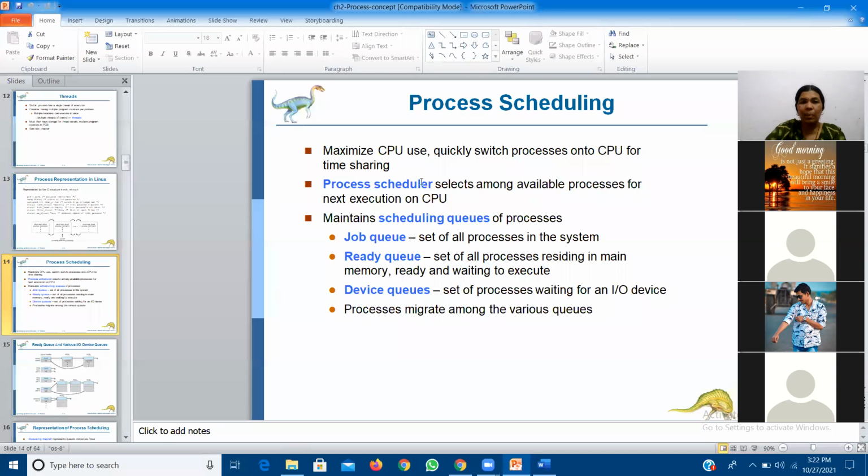Maximize CPU use, quickly switch processes onto the CPU for time sharing. We have to utilize the CPU properly, with maximum utilization. We should not keep the CPU idle; we should keep the CPU busy always. And while keeping the CPU busy, we need to switch the CPU from one process to another process also. That is the context switch. The process scheduler selects among available processes for the next execution on the CPU.